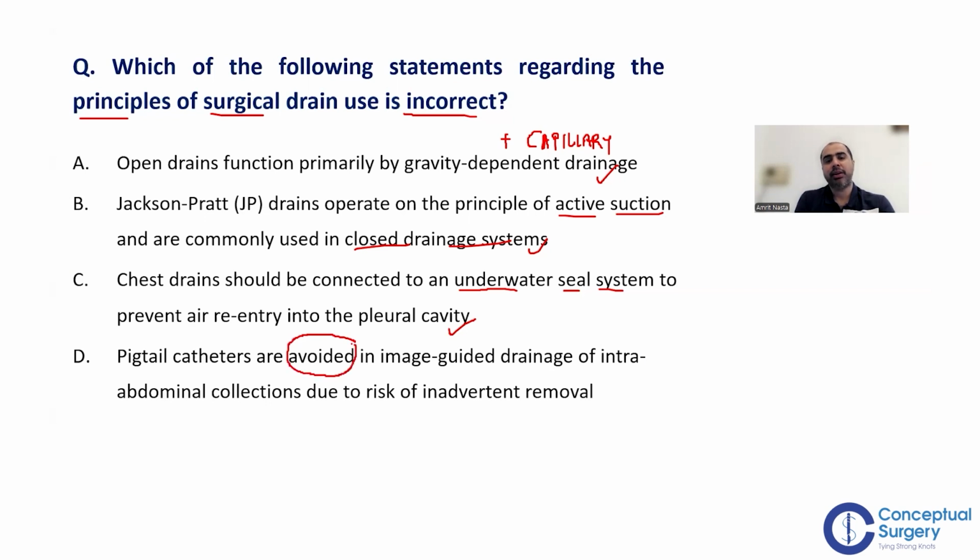Pigtail catheters are avoided in image-guided intra-abdominal collections due to risk of inadvertent removal. This is false. Pigtail catheters are commonly used. I am sure you have used pigtail catheters for amoebic liver abscess, pyogenic liver abscess, pelvic abscesses. So we use pigtail catheters routinely. There is a risk of inadvertent removal, but that is not a reason to avoid them. They are good for drainage of intra-abdominal collections. So option D here is incorrect.